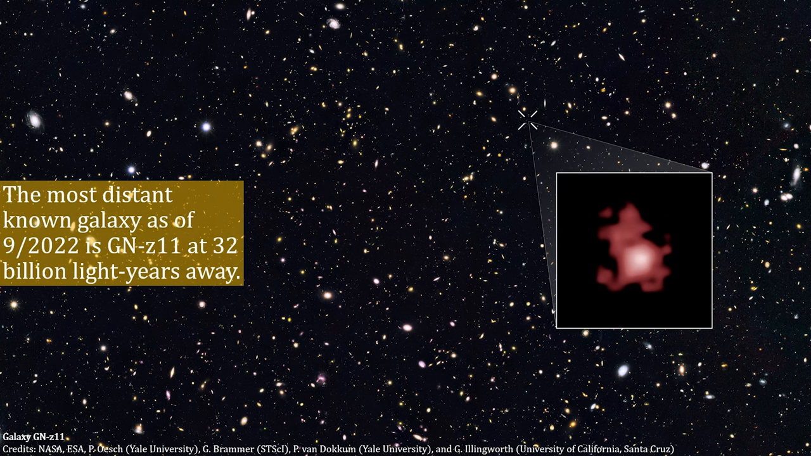The most distant known galaxy as of today, this might change tomorrow, but right now the most distant galaxy we know of is called GNZ11 and is located 32 billion light years away. It's obviously very, very far away, so you can't really get a high resolution photo of it.